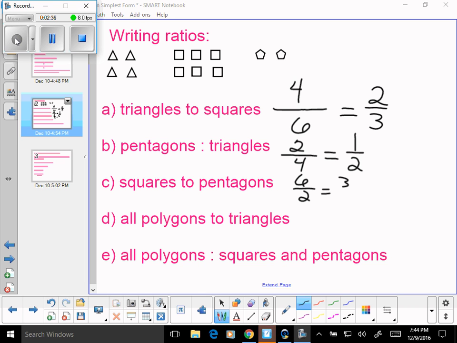We would reduce that to 3/1. And in ratios, that's actually simplest form. Some books will tell you 3, but ours actually uses 3:1.